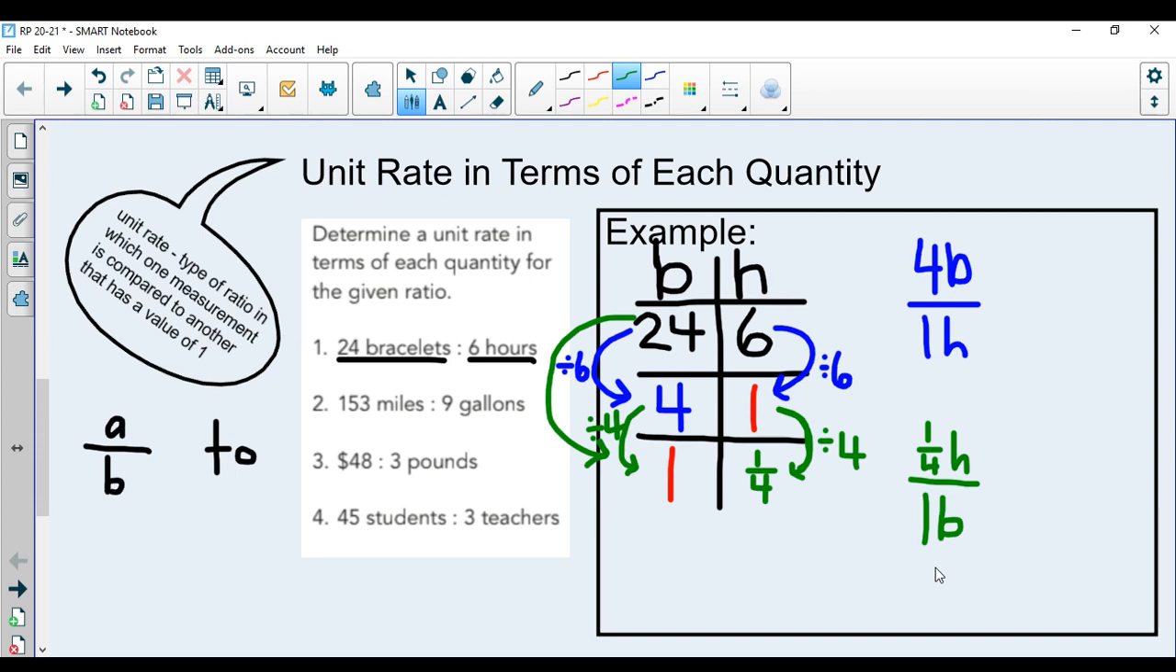So now that you have an example, you will go into Canvas and you will complete problems 2, 3, and 4. Look back to this video for help if you need it.